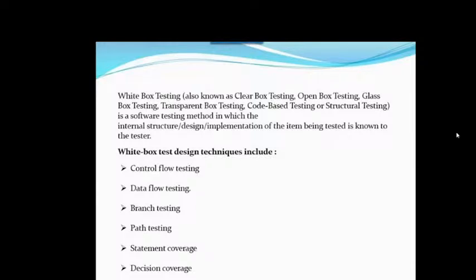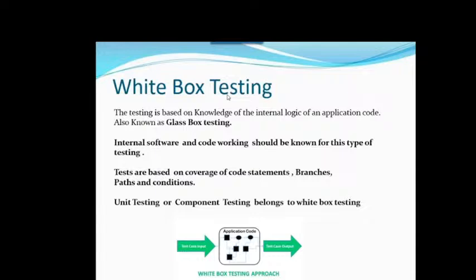I'm able to see the code. Open box, I'm able to see the code. Glass box, I'm able to see the code. Transparent box means I'm able to see the code. So there are many names. Okay, so for white box, you only need to remember one point: white box testing is done by the developer.